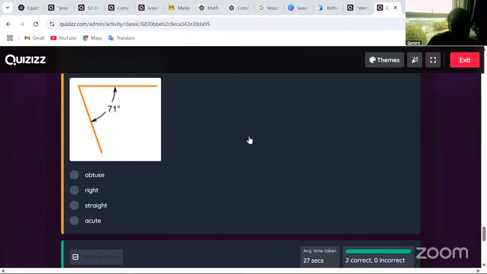Hello, Chimamanda. Can you step back a little bit from your screen so that it's not blurry? Now I can see your face. So look at the angle given to us there, 71 degrees. Is it less than 90 degrees? Yes, it's less than 90 degrees. So since it's less than 90 degrees, what type of angle is that? Is it acute? Acute angle.